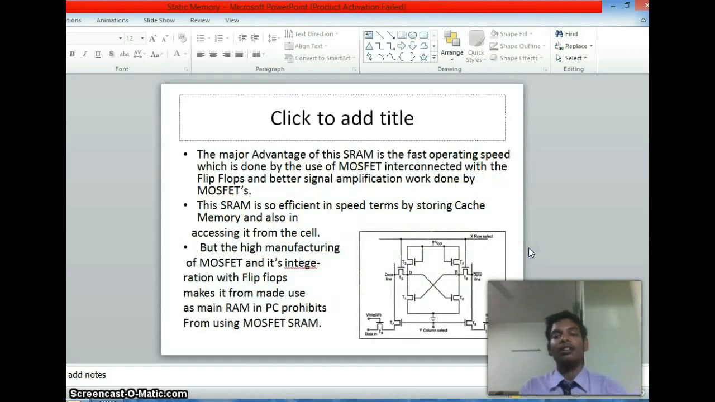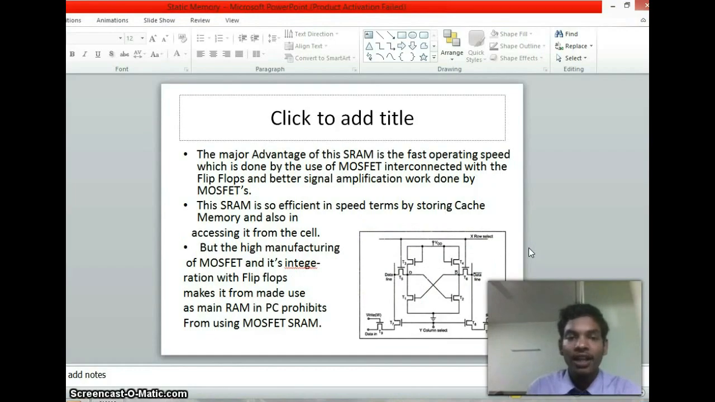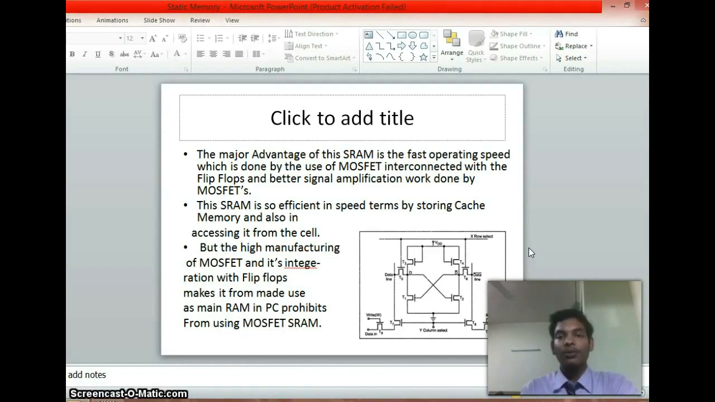Now going ahead, the major advantage of using MOSFET SRAM over the TTL technology is the faster operating speed and the better amplification done by the MOSFETs. Thus, it creates an extra speed advantage in storing the cache memory and accessing it from the cells. But due to high manufacturing cost and higher integration with the flip-flops, it cannot be used as the main RAM cell in PCs, thus prohibiting the usage of the high technology MOSFET RAMs, and rather TTL SRAMs are followed.